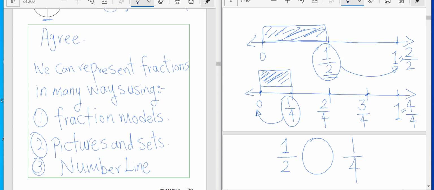The first number line, we divided it into 2 equal parts. But the second number line, we divided it into 4 equal parts. In the first one, we divide it into a smaller number of parts, so we get bigger parts. At the end, we know that half is more than fourth from the number line.